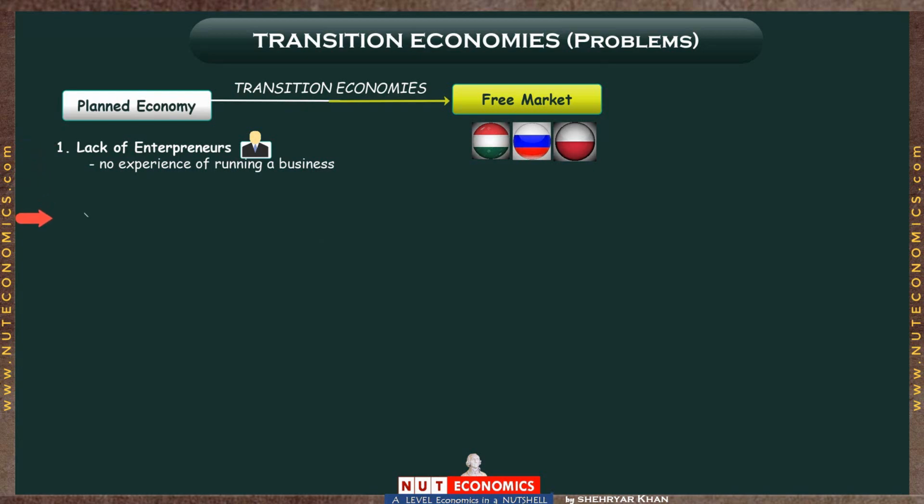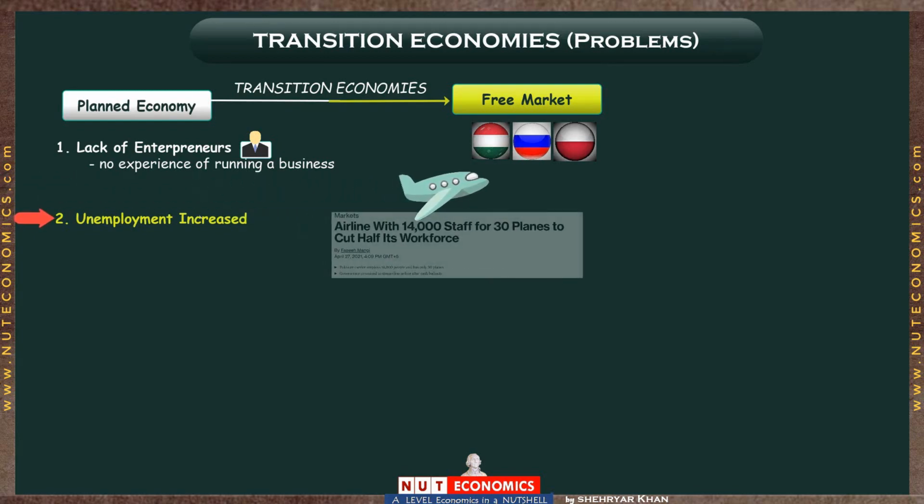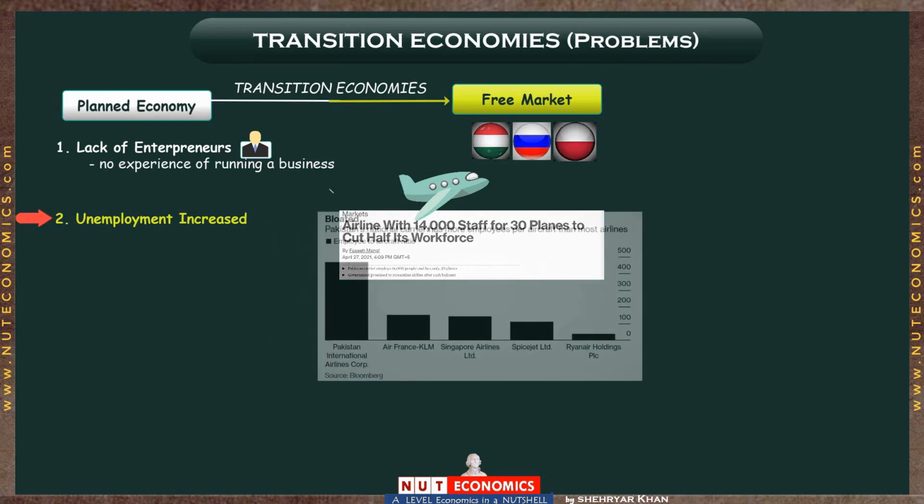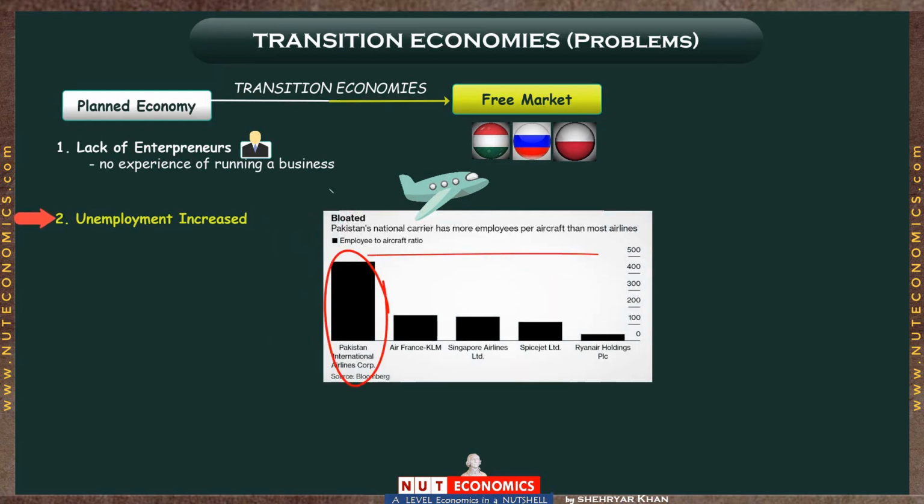So the next problem they ran into once they were able to privatize these firms was that they suddenly saw a sudden increase in unemployment in their countries. And there is a very simple explanation for that again. The reason was that state-owned enterprises are usually overstaffed. You can think of any state-owned government-run business. Think of PIA, Pakistan International Airlines. It has a staff of 14,000 people for a fleet of 30 airplanes. That roughly means for each airplane there is a staff of 500 people looking after every single airplane.